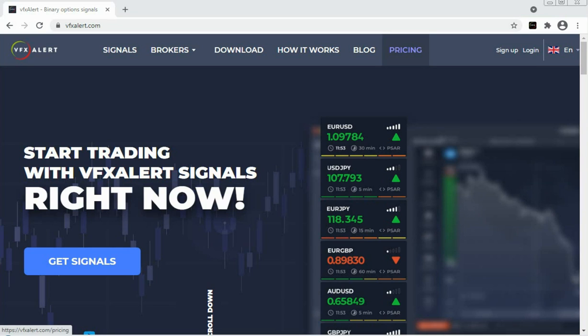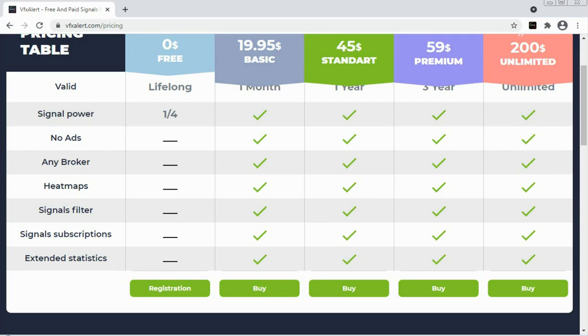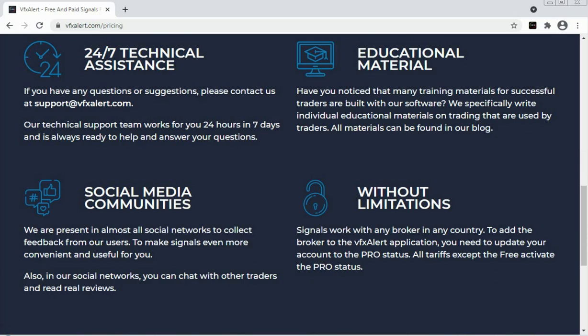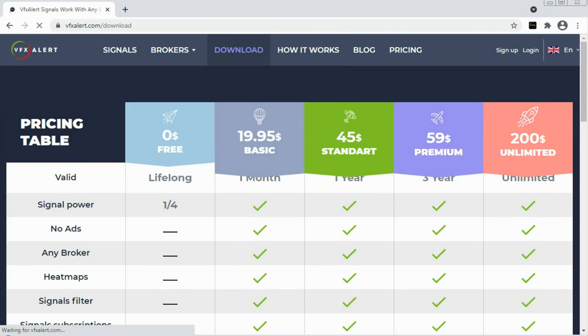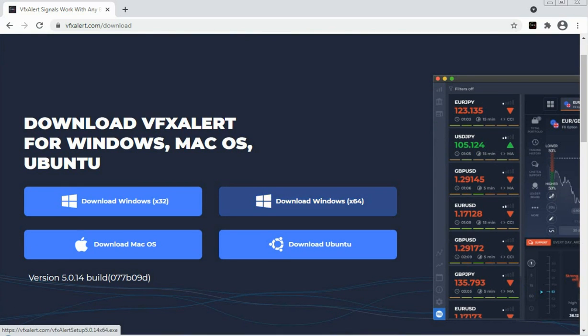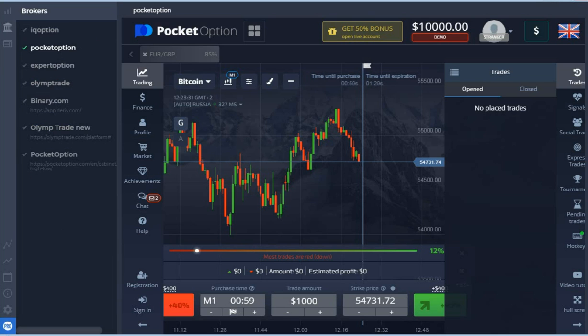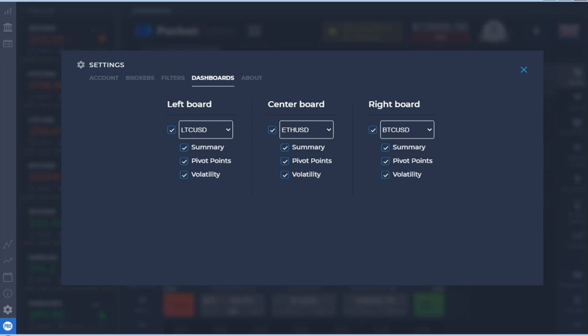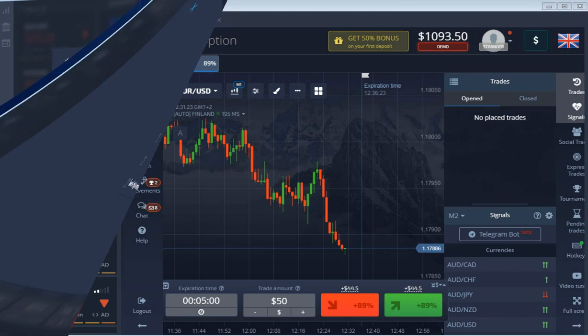To start trading on the VFX Alert website, select the license that suits you, or free signals with limited functions available immediately after registration. Then download and install the program on your computer. You can trade on recommended brokers or add your own in the program settings. Let's move on to strategy and signals.